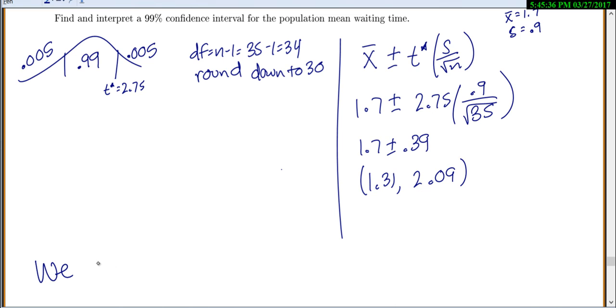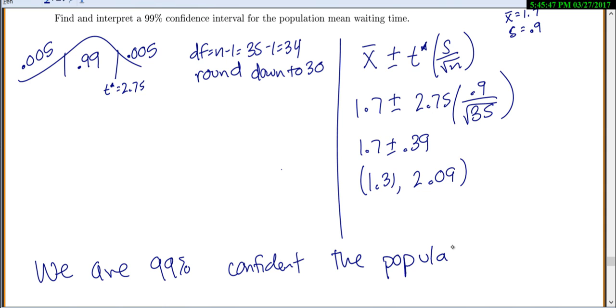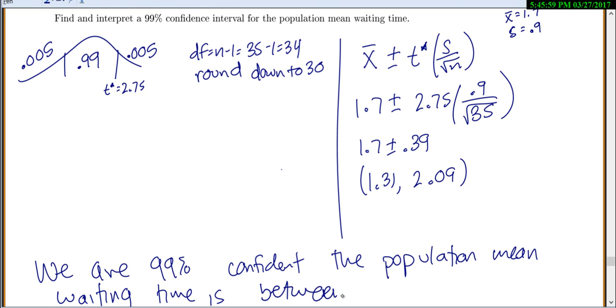And to interpret it, we are 99% confident the population mean waiting time is between 1.31 and 2.09 minutes.